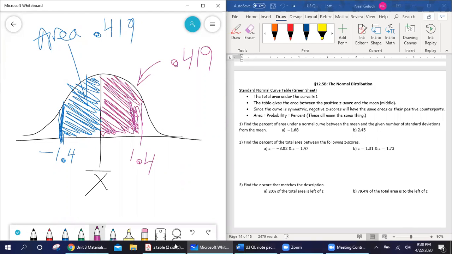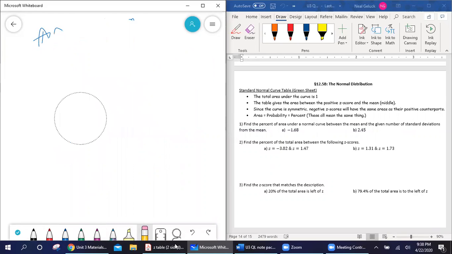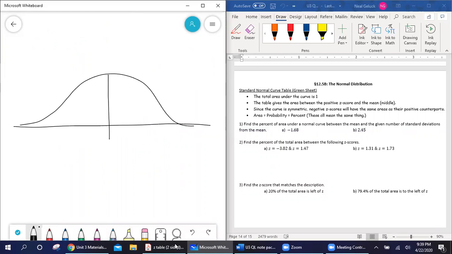Now, when I'm saying these areas, these relate directly to probabilities. When we get into word problems on this, these relate to probabilities, and then moving the decimal over twice makes them a percentage. So they're all the same concept. So again, basically, what this table tells me is the exact value of areas from some z-score back to the mean, back to the middle. It gives me the areas of these bands.